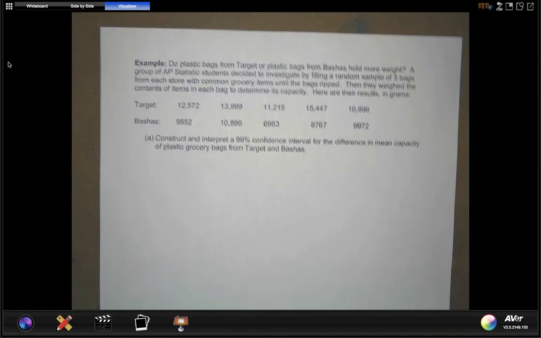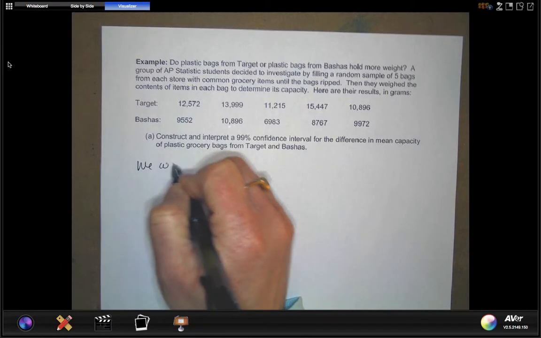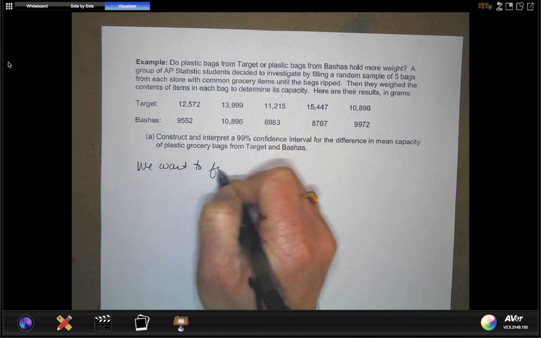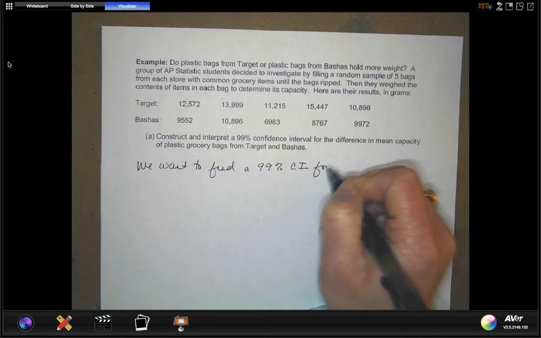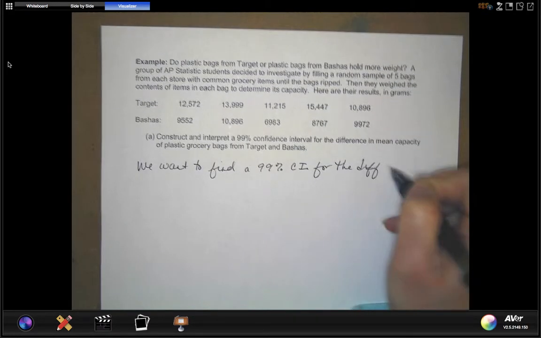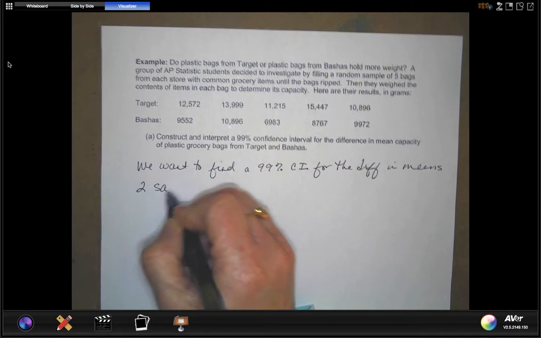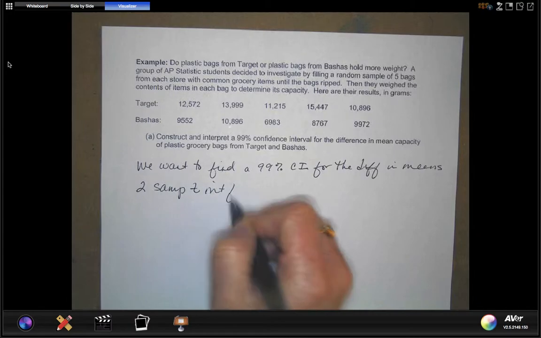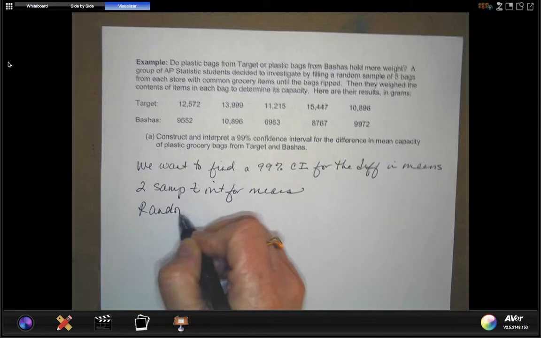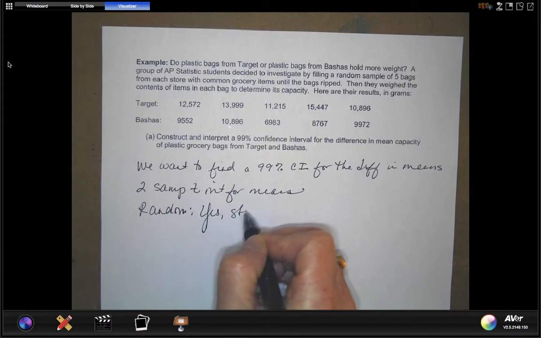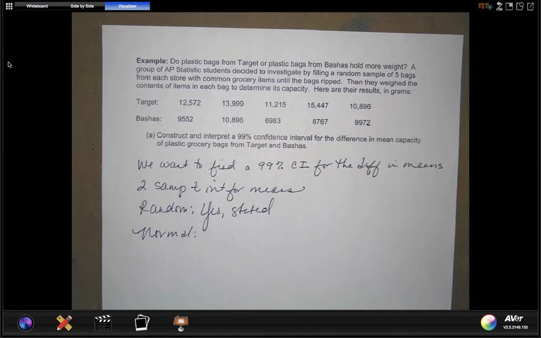Again, you're going to start off with your usual. We want to find a 99% confidence interval for the difference in means. I'm doing a 2 sample t interval for means. Random: yes, it's stated for both. All right, for the normal check, the samples are not bigger than 30.